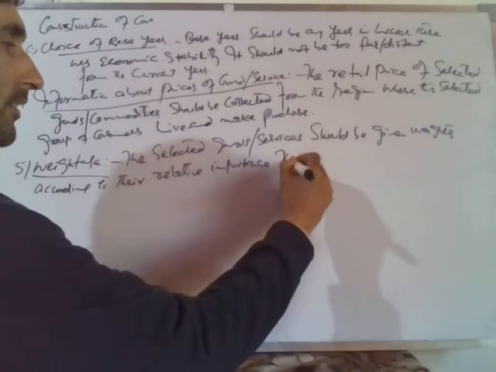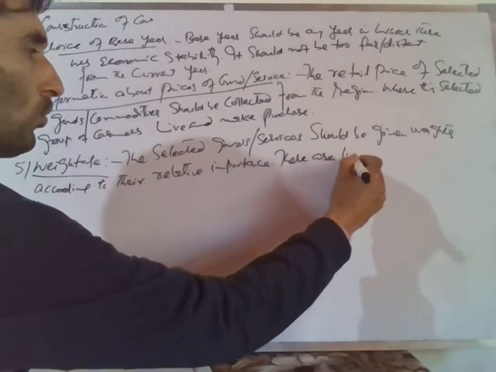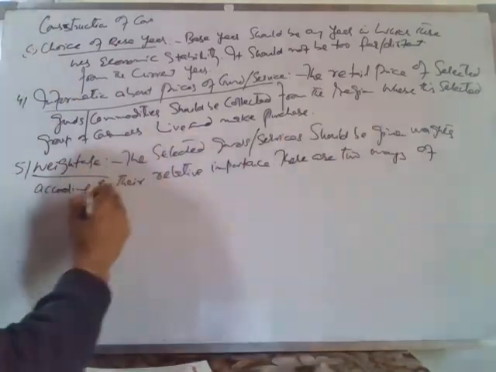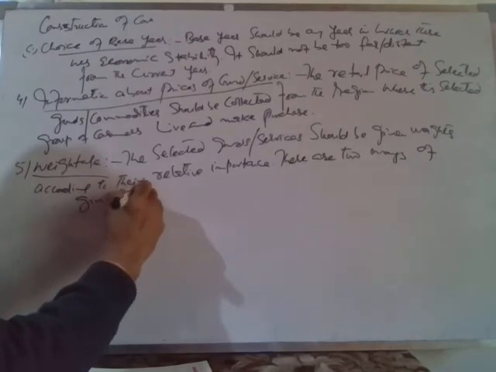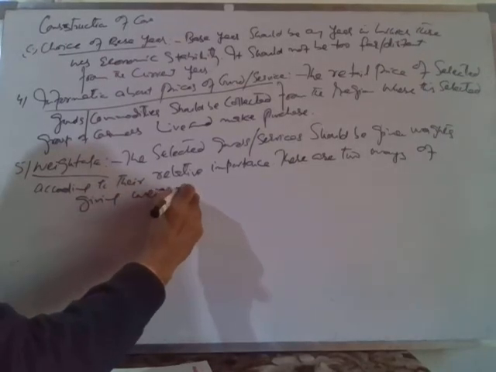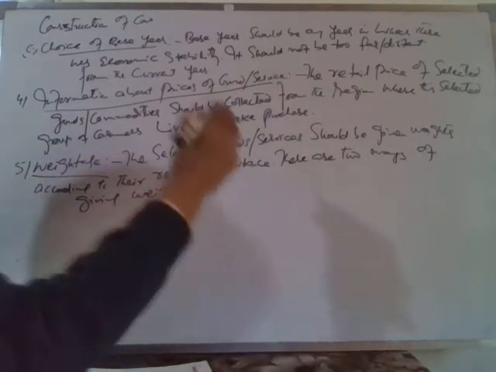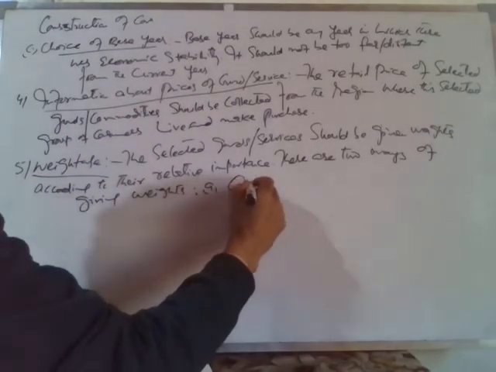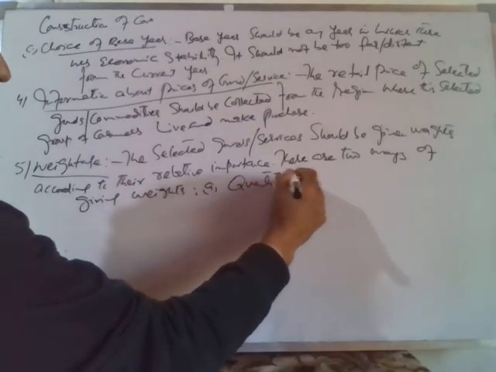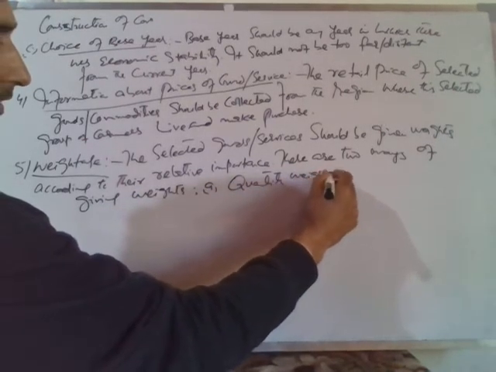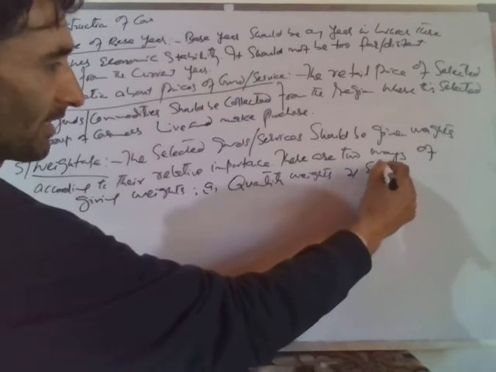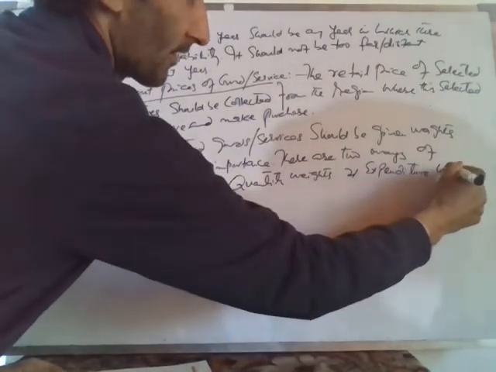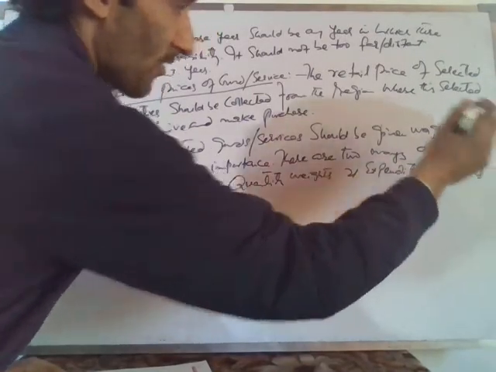There are two ways of giving weights. किस तरह हम weight देते हैं? हमारे पास दो चीजें हैं, quantity weights and expenditure weights. First is quantity weights and second is expenditure weights. What is quantity weight?